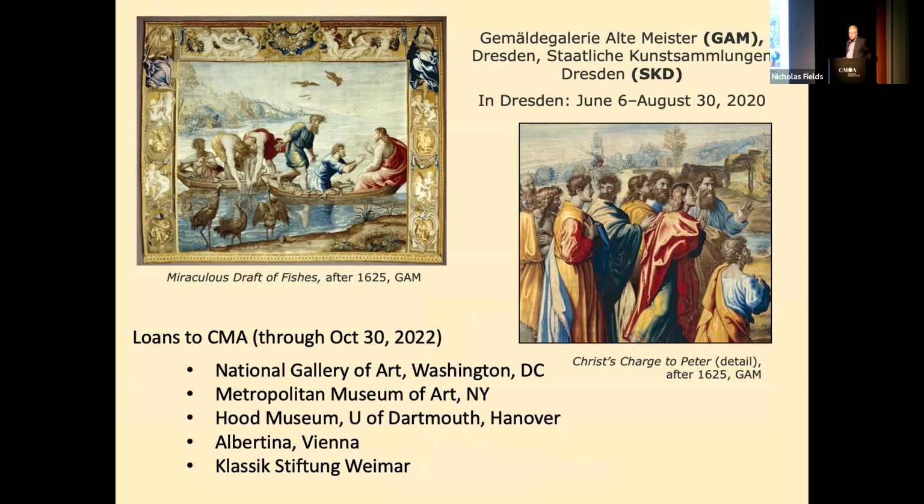And in addition to the very generous loans of the tapestries and the majority of other works in the exhibition from the Dresden Museum, we also have loans from premier museums in the United States and European institutions as well. So we have quite a few works from the National Gallery in Washington, the Met in New York, the Metropolitan Museum of Art, and a beautiful painting from the Hood Museum of Dartmouth in Hanover, New Hampshire. And then European museums have lent as well, the Albertina in Vienna and a museum in Weimar.